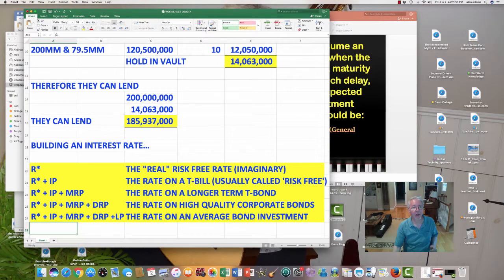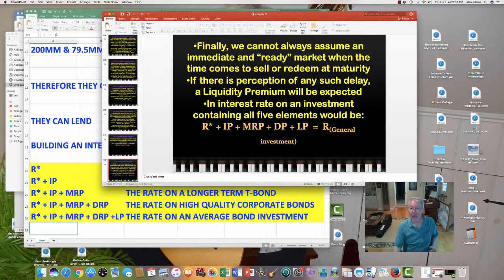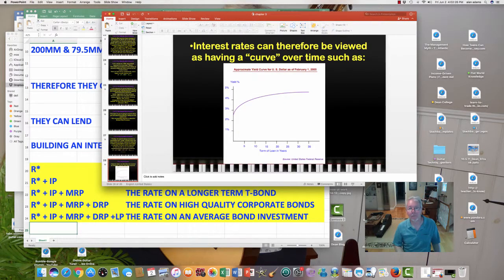Okay, I will save that. Okay. So there's our general equation, ladies and gentlemen. The real risk-free rate plus an inflation premium plus a maturity risk premium plus a default risk premium and a liquidity premium equals the rate of return that you would expect to receive on a general less than high quality investment. Okay? More on bonds in a future chapter.